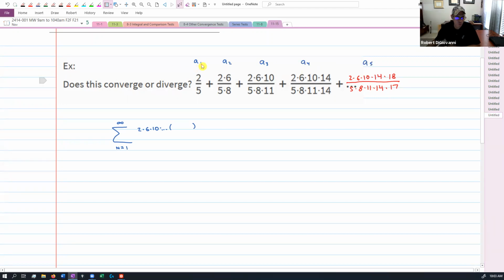So when I plug in 1, I want to stop at 2. When I plug in 2, I want to stop at 2 times 6. 3, I want to stop at 2 times 6 times 10. So these each jump up by 4. So I'm going to have to put 4n here because it jumps by 4 on the top each time. And then I want it to actually start at 2, then it's going to go to 6, then 10, then 14. So watch, let me just put this like this. 4n minus 2.